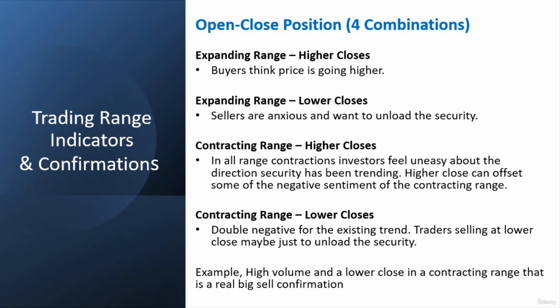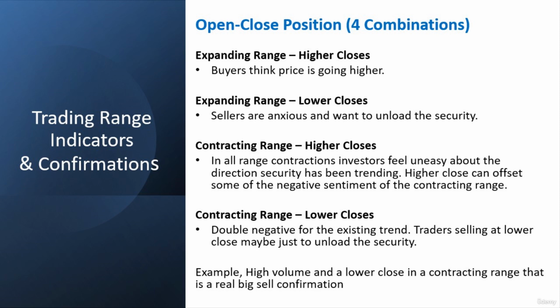If the range is expanding, but the closes are getting lower, the price is getting lower, then sellers are getting a little bit more anxious and maybe wanting to unload that stock. Thus, the closes are getting lower. So you look at that expanding range with both a higher or a lower close aspect.